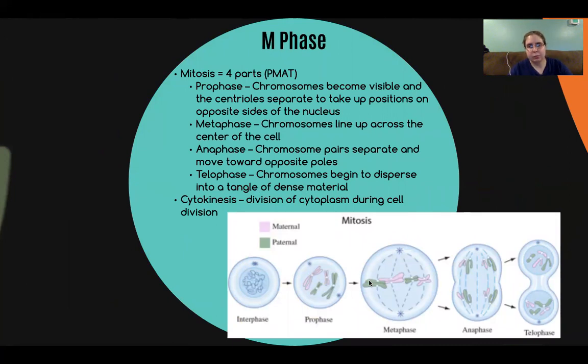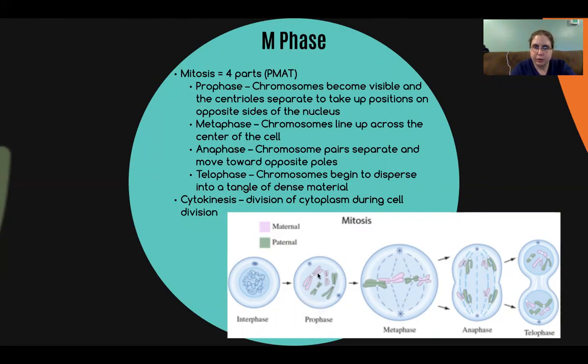Now, mitosis is broken up into 4 parts. A lot of kids remember it using the acronym PMAT, P-M-A-T. And that stands for the 4 main parts of mitosis. We have prophase, metaphase, anaphase, and telophase. Now, there is like a pro-metaphase. We're not going to worry about the in-between ones. We're just going to worry about these 4 main ones. So during interphase, we duplicated our DNA already. That was in the S phase of interphase.